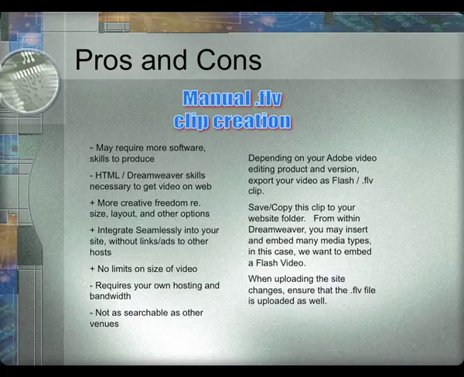So depending on your video editing product conversion, which is probably the Adobe Media Encoder, you import your file in, and it's very simple. You just export your video as a Flash FLV or F4V clip. Save that clip to your website folder. Open up your site in Dreamweaver, and you can insert many media types, and you just want to embed Flash video, and it just takes you through it step by step. And when you upload your site for your changes, you make sure you upload the FLV file as well with it, so it'll stream and play back.